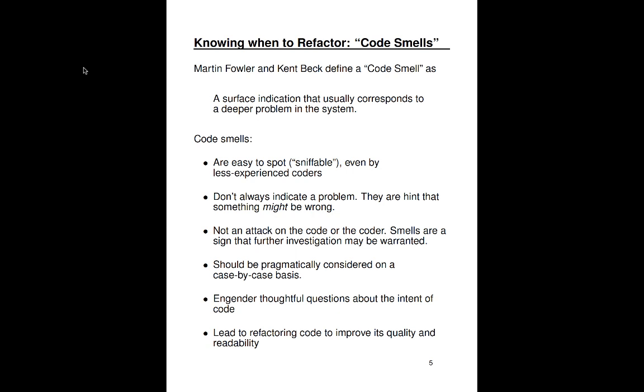And to be clear, if there's a smell in your code, it doesn't mean that you're a bad coder or even the code is bad itself. Again, it's just a sign that it might be worth investigating a little bit further to figure out if there's a way to improve the code. So be pragmatic about code smells.